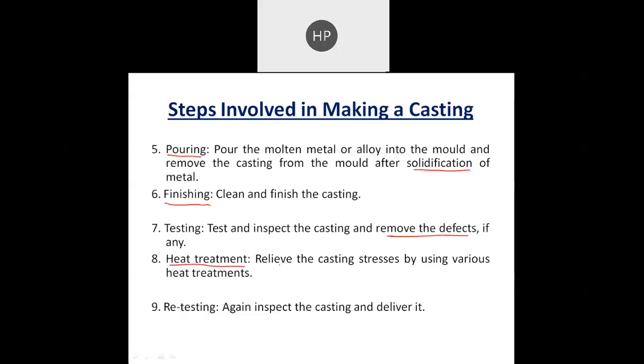And various heat treatments you have studied, I think: annealing, normalizing, okay, hardening, carburizing. Okay, so there are so many kinds of heat treatment processes available. So what is suitable for your product, what is the property of the product, depends upon that, and the heat treatment process is applied. And after that again we have to retest it, and if it is okay then it will be delivered. Okay, so these are the steps involved in metal casting process.